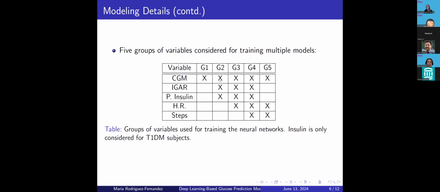For the second group, we used the previous glucose levels plus information about the caloric intake and the carbohydrates intake and the insulin that was administered. For the third group, we also included heart rate, and the fourth included also steps, and the fifth was similar to the fourth, but without the information about nutrition.